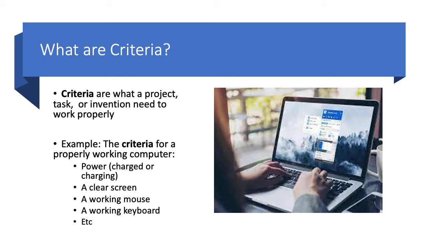Criteria, simply put, is what a project needs in order to work properly. So, if something, a task, object, event, etc., doesn't meet all of its basic criteria, it is not functioning properly. How you get it there is up to you, but it needs to get there and it needs to work properly. So let's brainstorm some criteria together.